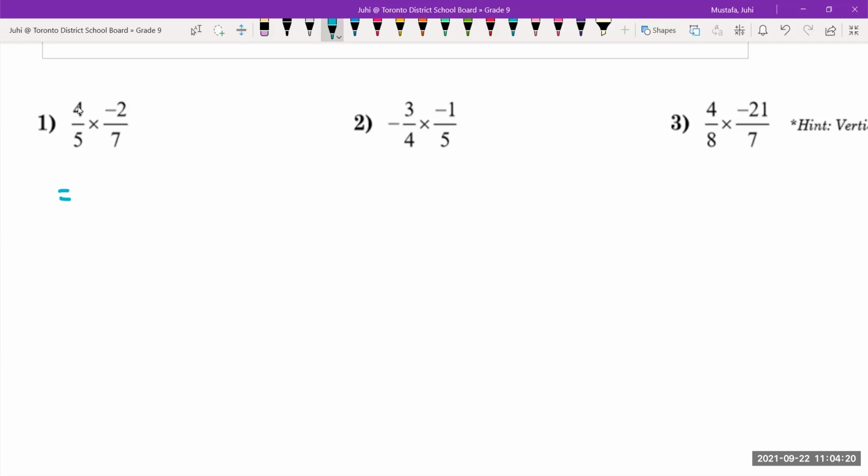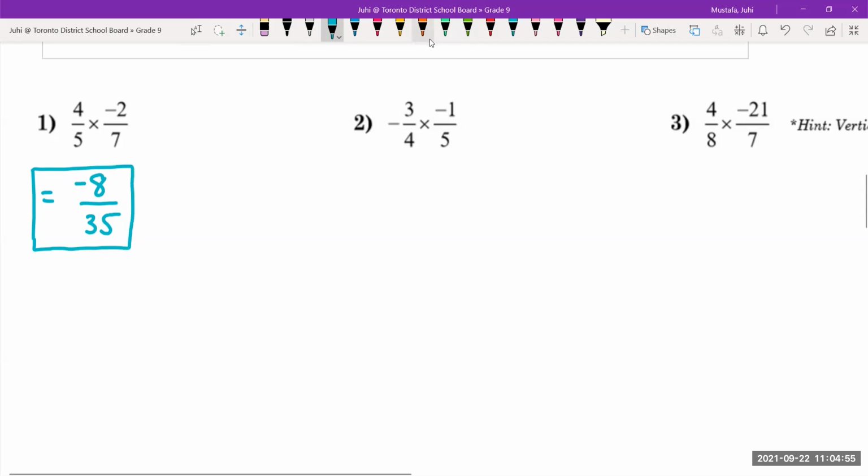We take the numerator, it's going to be 4 times -2, which is -8. 5 times 7 is 35, and that's it. If you can reduce or simplify the fraction, you should. But can we simplify this fraction anymore? We can't. So the answer is just going to be -8 over 35. This is one of the easier, really straightforward questions you're going to see, because all you're doing is multiplying the top numbers and then the bottom numbers.